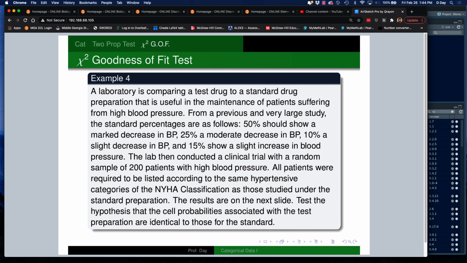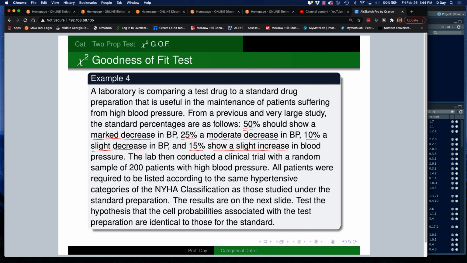So from that previous standard drug, this is what's known. From the previous study, and it was a large one at that, the standard percentages are as follows. 50% should show a marked decrease, or in that study they did show a marked decrease in blood pressure. 25% of the participants should have a moderate decrease, and 10% should have a slight decrease in blood pressure, and 15% of them would show a slight increase in blood pressure.